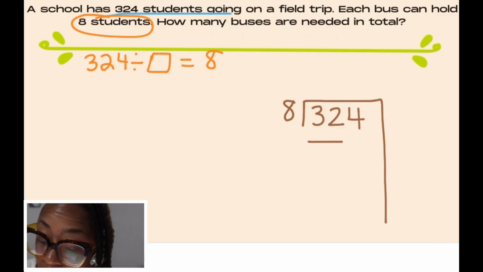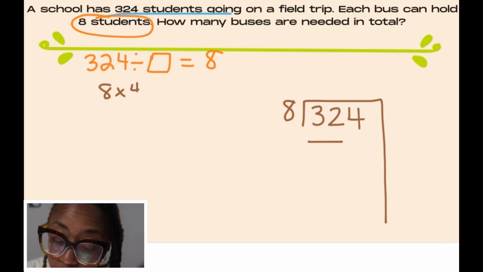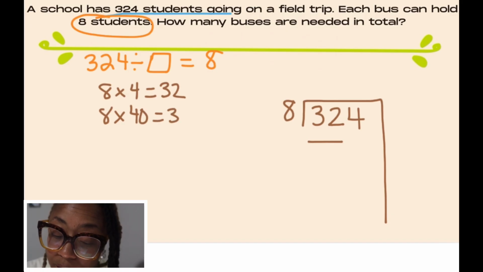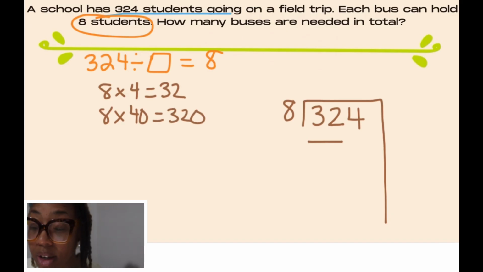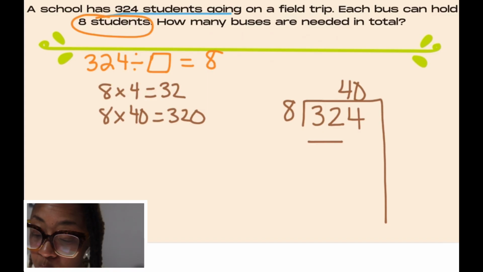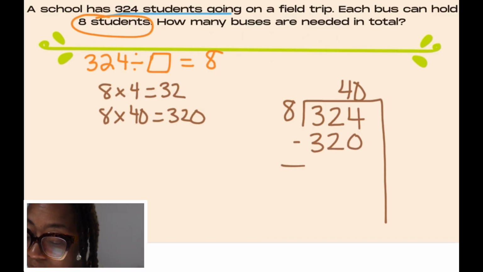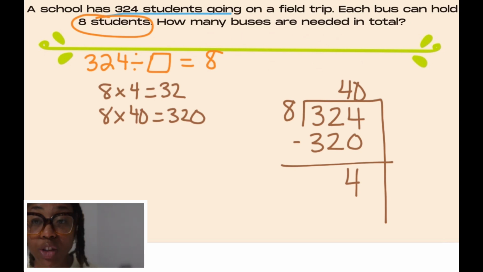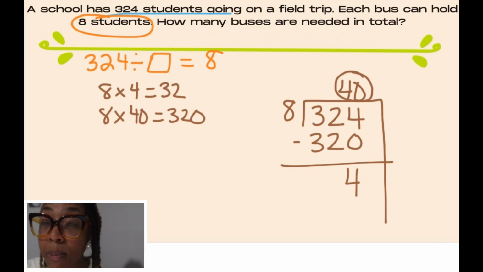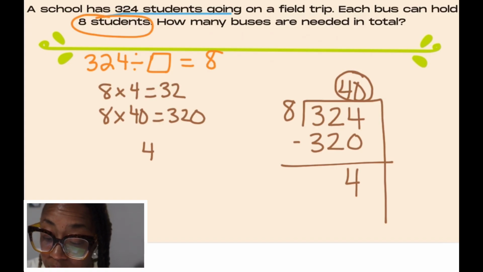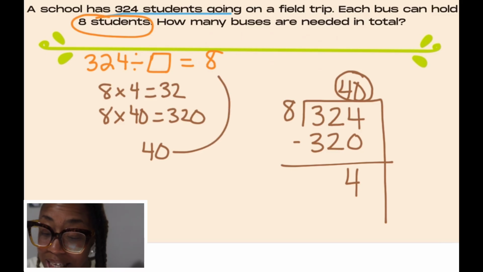So to begin, I know that 8 times 4 equals 32. So that means 8 times 40 is going to get me very close to that total dividend. So 40 is my partial quotient. And when I subtract that 320, I am left with 4. So not too many steps needed on this problem. The 40 represents the number of buses that will have exactly 8 students in each. So 40 gives me the exact 8.